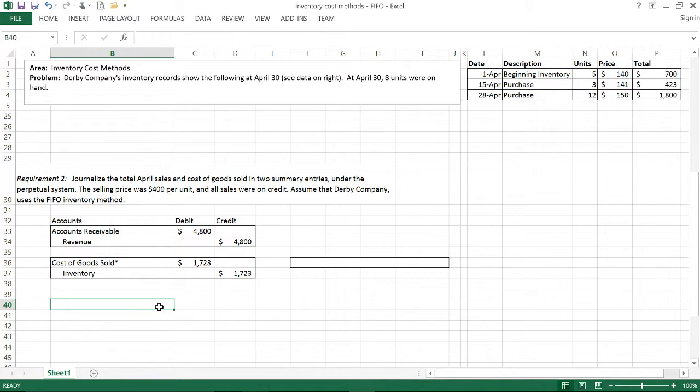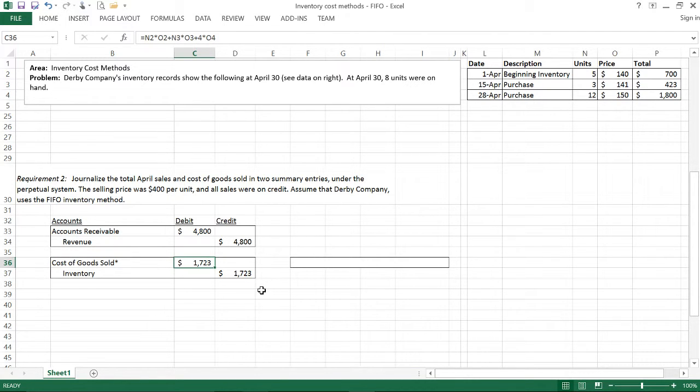So cost of goods sold. Cost of goods sold is an expense account. So an expense account is increasing with a debit. So if you think about it, we sold these 12 units. We incurred a cost, and that cost is being recognized. Cost of goods sold. We'll get to this amount in just a moment. And our inventory decreased when we sold something. We decrease inventory. Inventory is an asset account. An asset account is decreasing with a credit. Let's get to these amounts here.